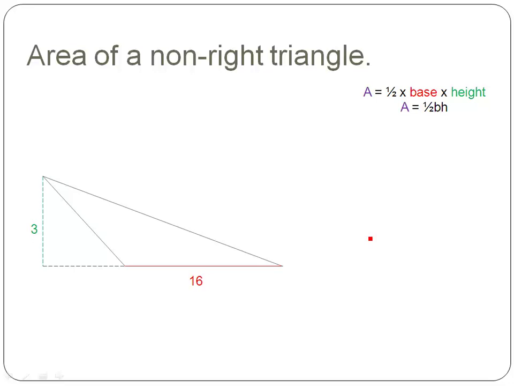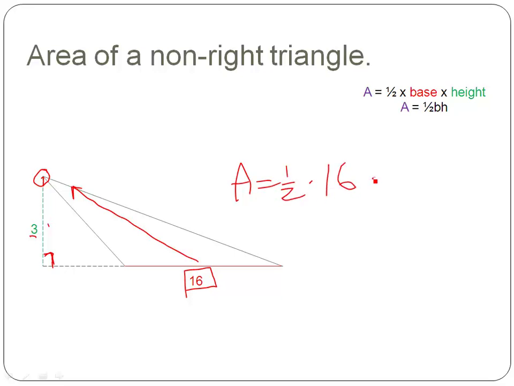Sometimes the height of your triangle isn't even within the triangle. So in this example of my obtuse triangle, if I'm given that my base is 16 units, I need to go to the opposite angle of my base, which is this one up here, and then I need to draw a line that is perpendicular to my base, forming a right angle. And in this case, if I'm given the height is 3, the area equals 1/2 times my base of 16 times the height of 3, which is 8 times 3, which equals 24 square units.